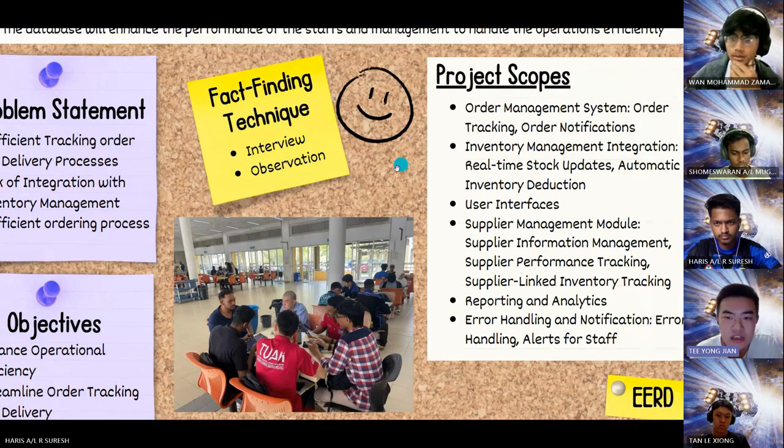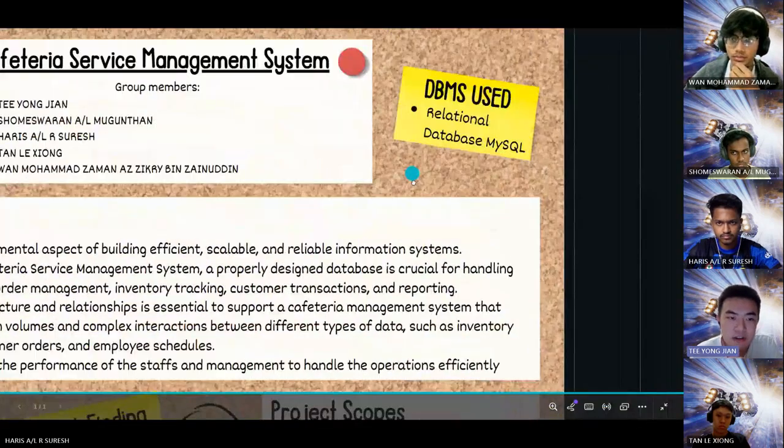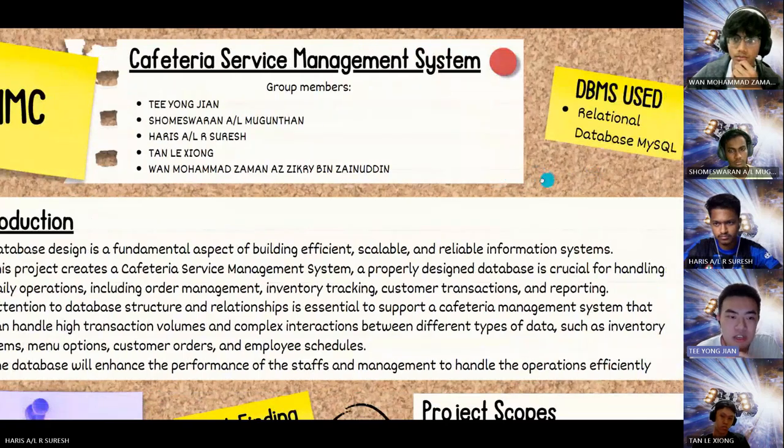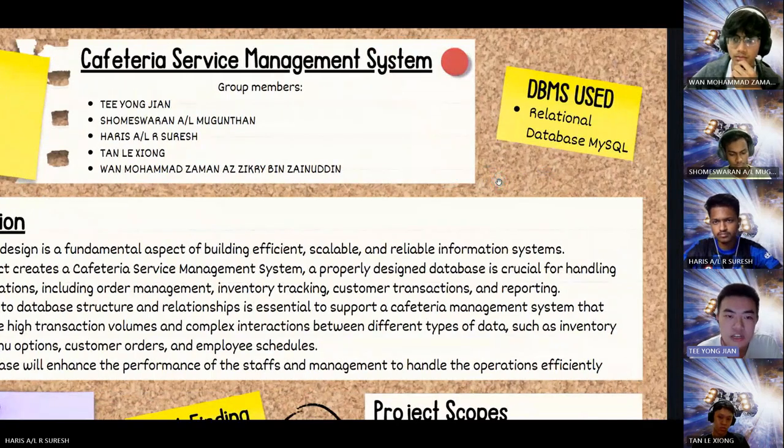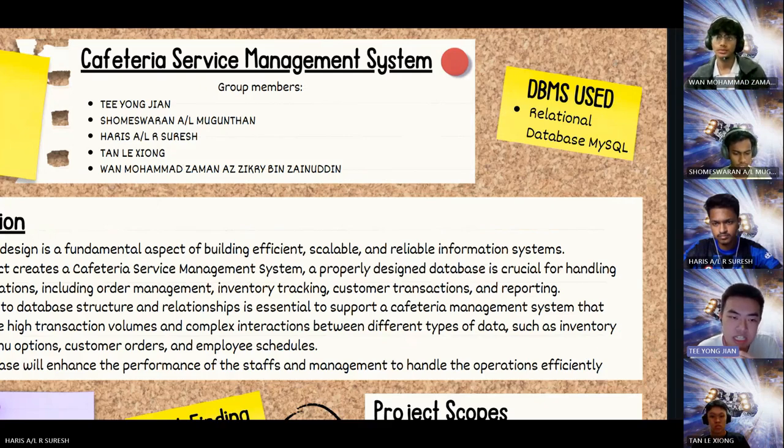So, proceeding to the next: what type of database management system do we use? In our system, we chose to use the relational database management system, which is RDBMS. This choice is based on several factors. First is the structured data. The relational model allows us to organize the data into structured tables, making it easy to manage and retrieve information.